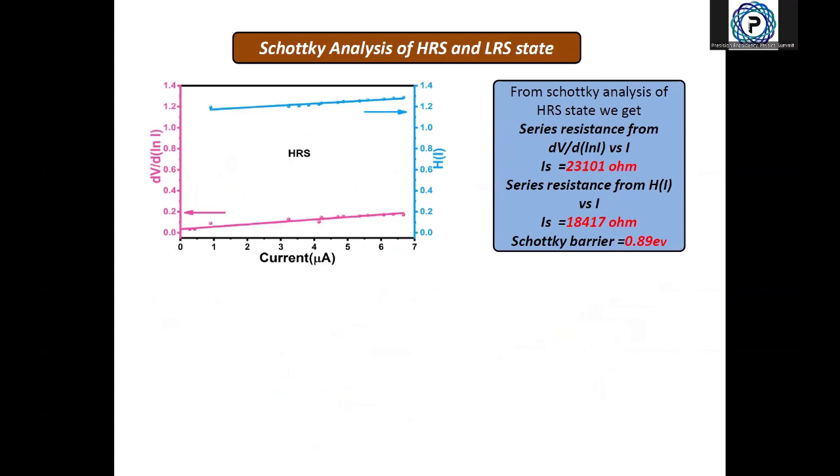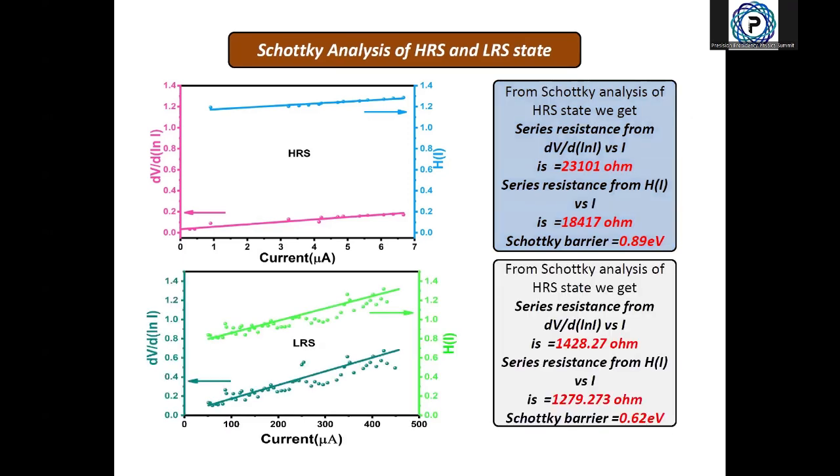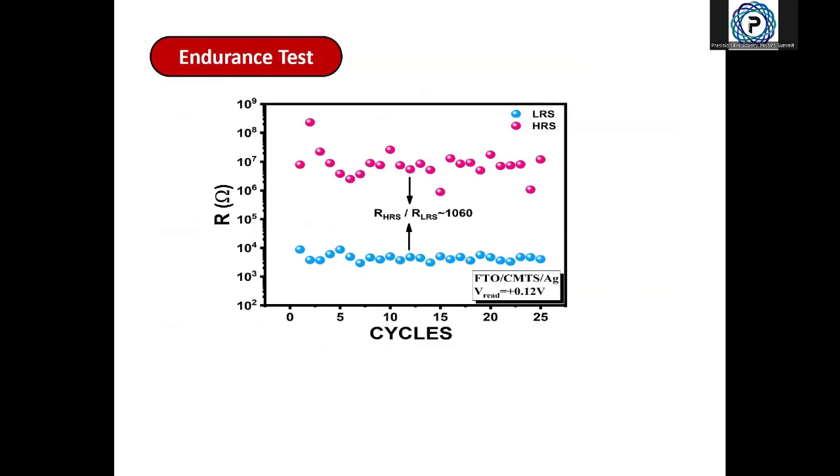In the high resistance state, the Schottky barrier is 0.89 electron volt, and in the low resistance state, the Schottky barrier is 0.62 electron volt, and the series resistance also decreases very abruptly in the low resistance state. In the high resistance state, it is of the order of 100,000 ohm, and in the low resistance state, of the order of 20,000 ohm. We have also done the endurance test, where we ran the cycle again and again, 25 times.